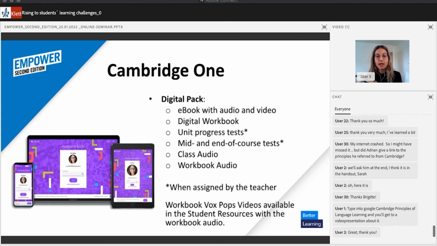So you as a teacher will need to create a class and then have the students join the class, and then you can assign these tests. And these tests have to be taken on a laptop or a computer. So these are the only things that cannot be done on a smartphone or a tablet.